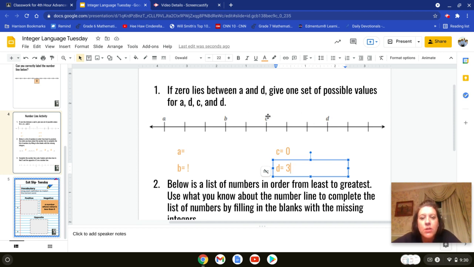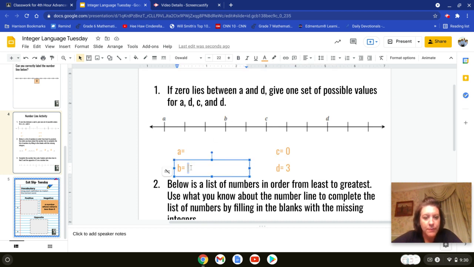All right, so now let's count in a negative way and see what the value of B could be. We count -1, -2. Remember, if C is 0, B is -1, -2. So for B, my value is -2.